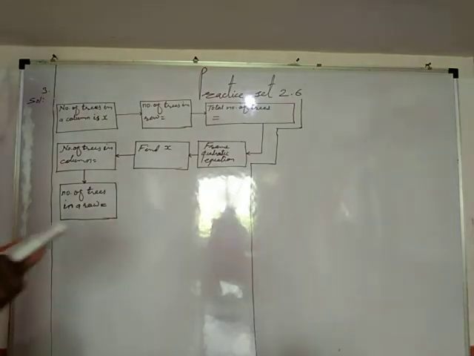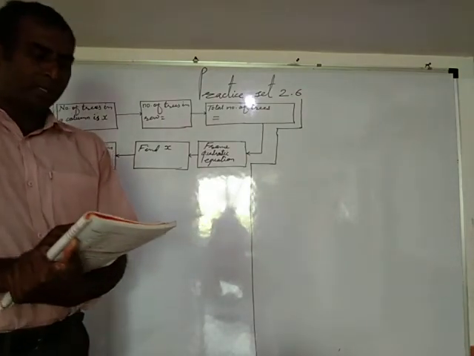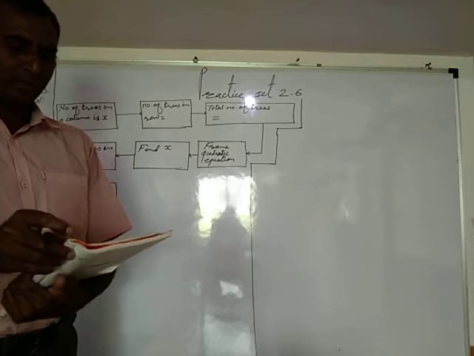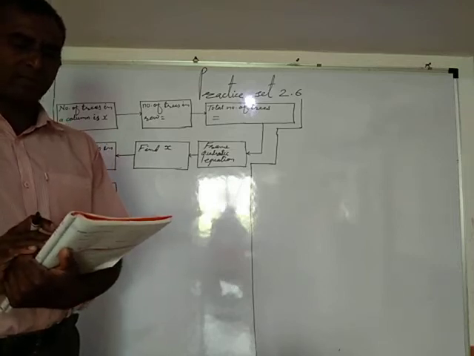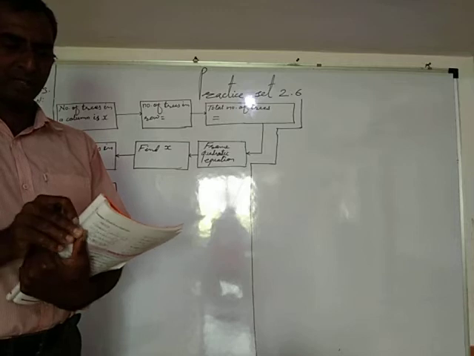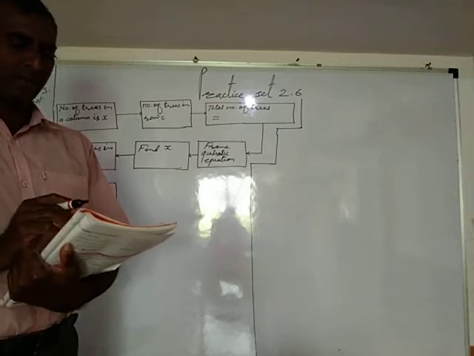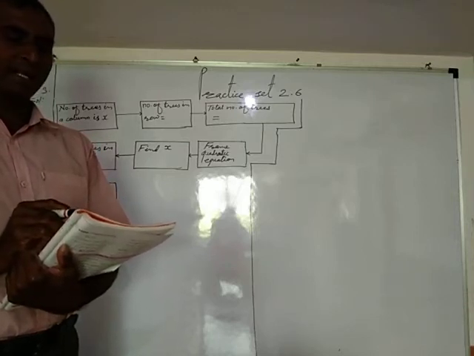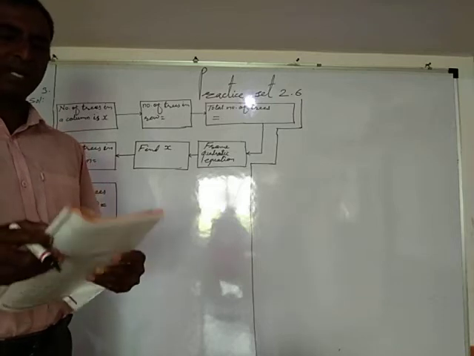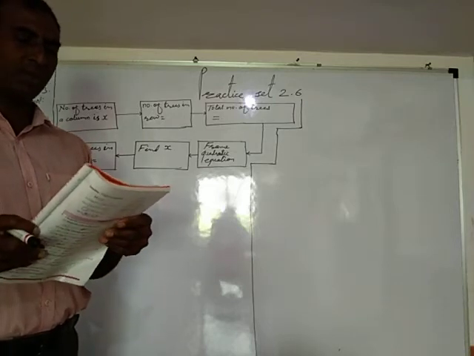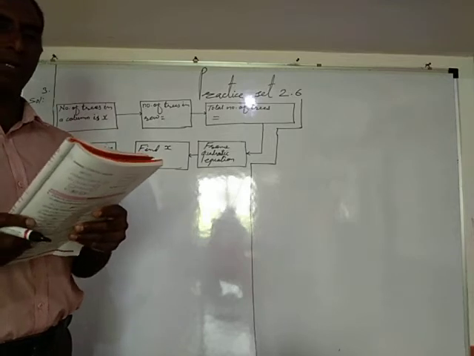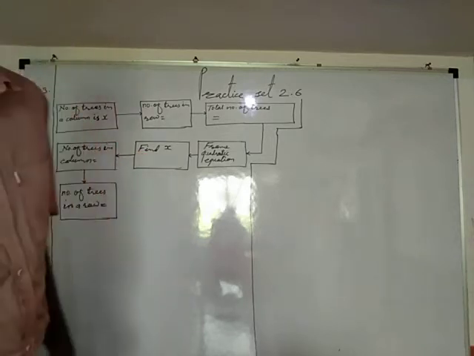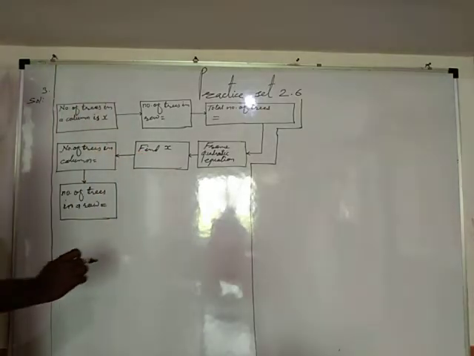Let's see question third. In the orange garden of Mr. Madhusudan, there are 150 orange trees. The number of trees in each row is 5 more than that in each column. Find the number of trees in each row and each column with the help of the following flowchart. Okay. First of all, let's observe the given flowchart.